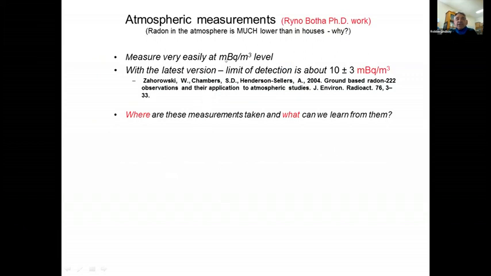What sort of rates do they get? Well, they can measure at the millibecquerel per cubic meter level. Remember, in a room where you typically have 40, they will measure something more than 1,000 times less than that with this system. The latest version, which is not the one the data I'm going to show you is from, can measure around 10 plus or minus 3 millibecquerels per cubic meter. They, of course, have to do a lot of things to look at the background, and they have to calibrate their system regularly and so on.